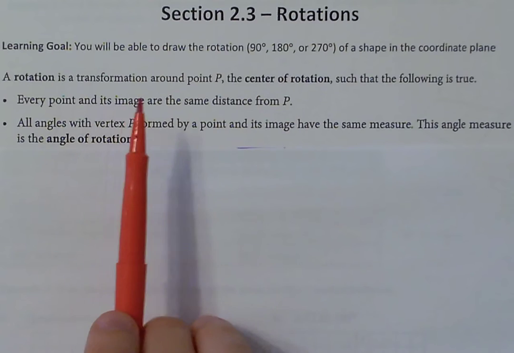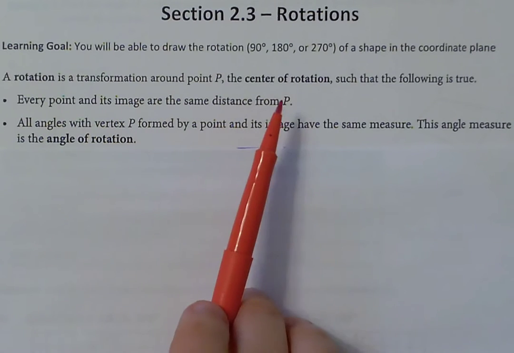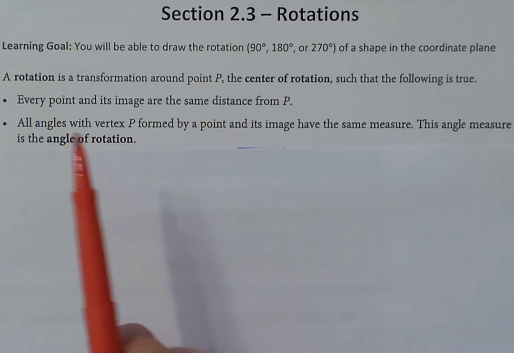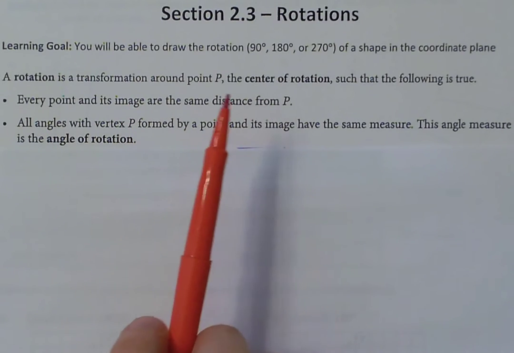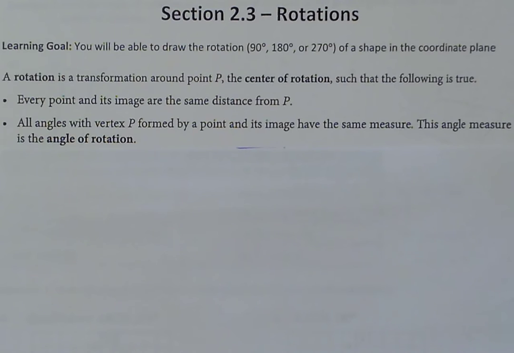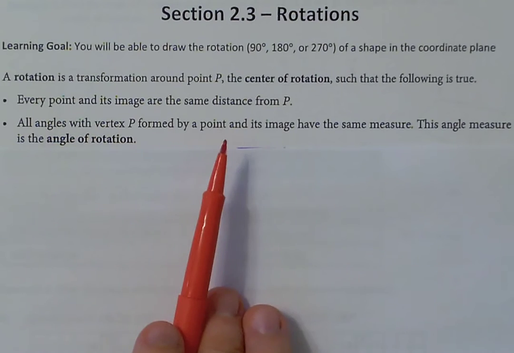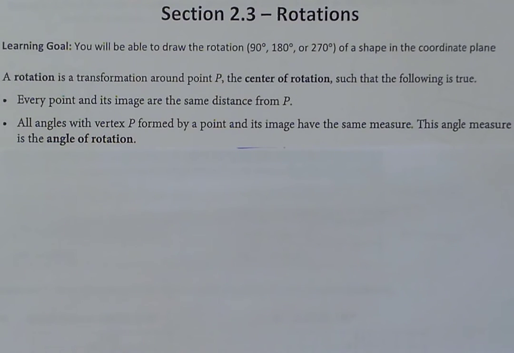All right, now every point and its image are the same distance from P, meaning the original point and now its new point are the same distance. Okay, so the shape that we rotate is going to be the same distance from the origin in either the pre-image or the image. And then also angles that you can form using the original point and the prime point, when you form an angle, that will match the angle of rotation.